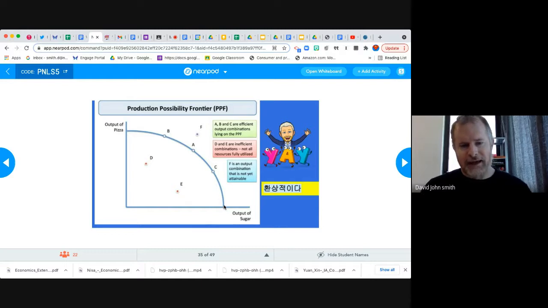Now, what the production possibility frontier curve represents is all possible combinations of pizza and sugar we can possibly make, the maximum, all the way along here. So whatever these numbers are, that's the best we can do. Any numbers that are out here, say F, for example, we can't get to F. We don't have the resources, we don't have the technology. We cannot get out to F. F is unobtainable.